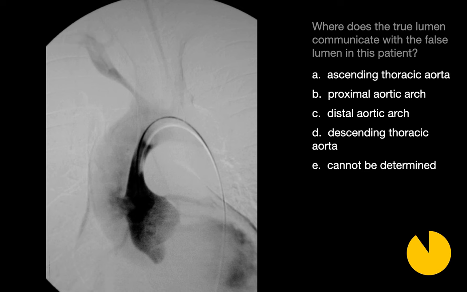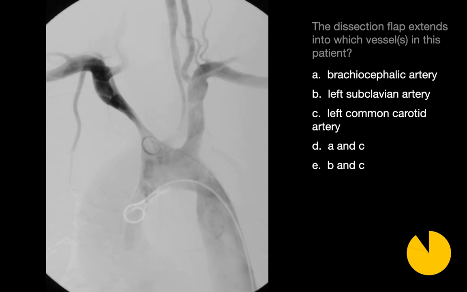In this patient, where does the true lumen communicate with the false lumen? And from the contrast jet, we can see that the communication point appears to be in the ascending thoracic aorta. The dissection flap in this case extends into which vessels? So we can tell by the smooth narrowing of the true lumen of branch vessels that both the brachiocephalic artery and the left common carotid artery are also involved.